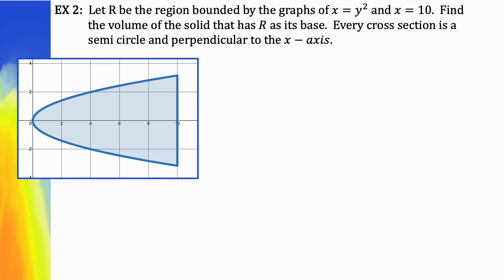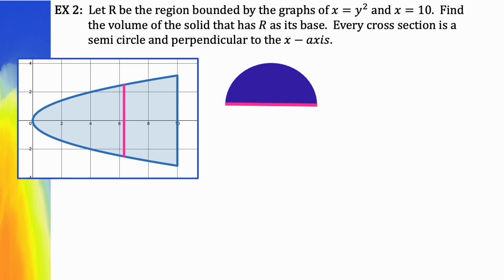Let's try another one like this. R is the region bounded by the graphs of x equals y squared and x equals 10. Find the volume of the solid that has R as its base. All right, every cross section is a semicircle and perpendicular to the x-axis. Okay, so we have a semicircle perpendicular to the x-axis.